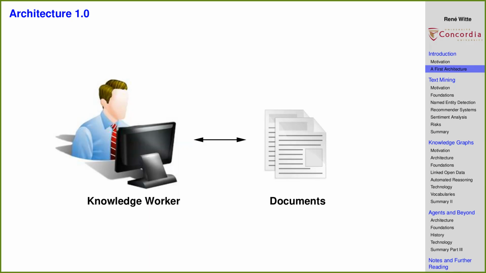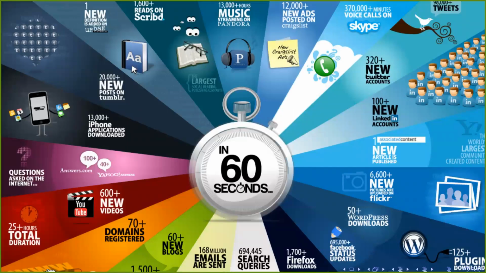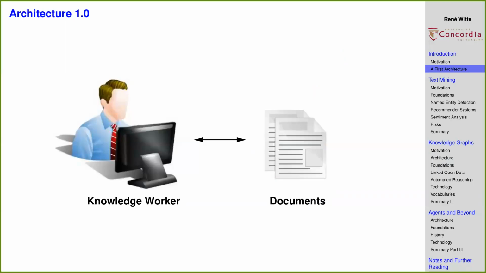So if you put these 2 images in context, you can see that a knowledge worker, for example, a scientist working on a new drug, or a business person who wants to analyze information from government and industry and so on, is going to have a hard time to keep up with manually going through documents.